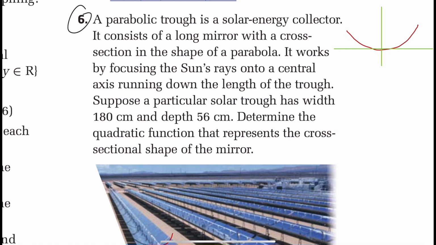I choose my parabola to touch the x and y axis to make everything easy for me, at 0, 0. So I choose my vertex as 0, 0. What they are telling me is that it has a width of 180. So my width, the whole thing from here up to here, is 180. Half of it, from here to here, will be 90.